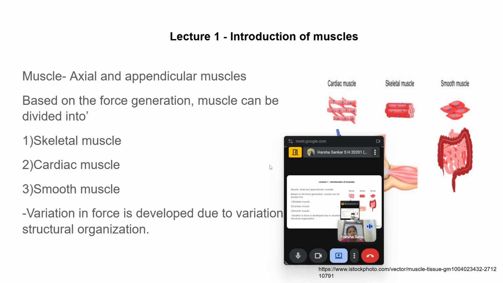Here you can see the figures of skeletal muscle, which can develop more force, then cardiac muscle, then smooth muscle. Muscles can also be divided by microscopic detail, that is, structural variation. Here you can see skeletal muscle looks like it has striation. In cardiac muscle we can also see it, but in smooth muscle we cannot. So smooth muscle is non-striated, while skeletal and cardiac muscle are striated muscle types.